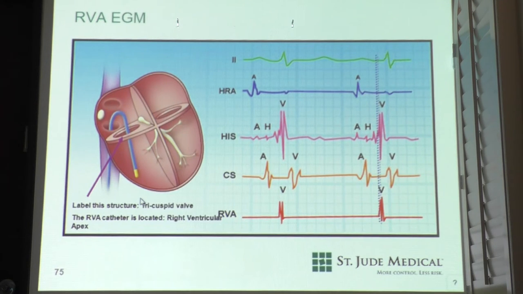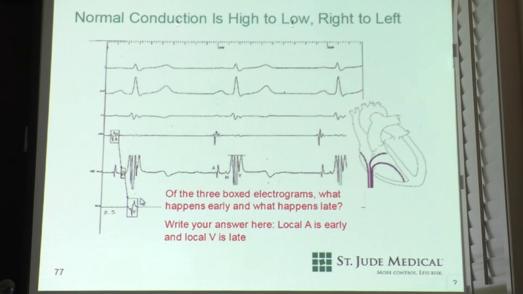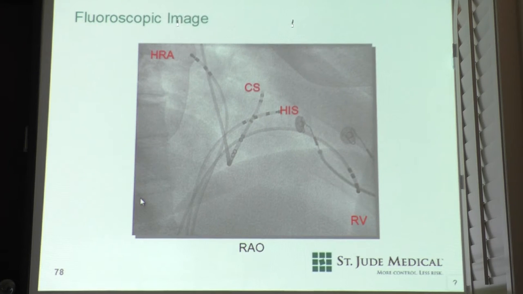All right, let's skip ahead a little bit. Let's see what else we got. Again, normal conduction. High to low, right to left. If it ain't working that way, you got a problem. So why is this image, this is the exact same catheter setup we looked at on the previous fluoro image, but why does it look different now? This is covering a little bit of fluoro views.